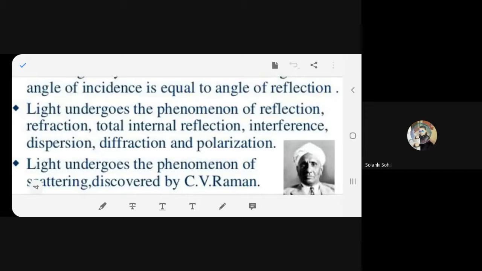These are all types of phenomena that I'm trying to tell you. You can do this activity at home also. Take a glass with water, place a pencil in it and see how it looks, and let me know.